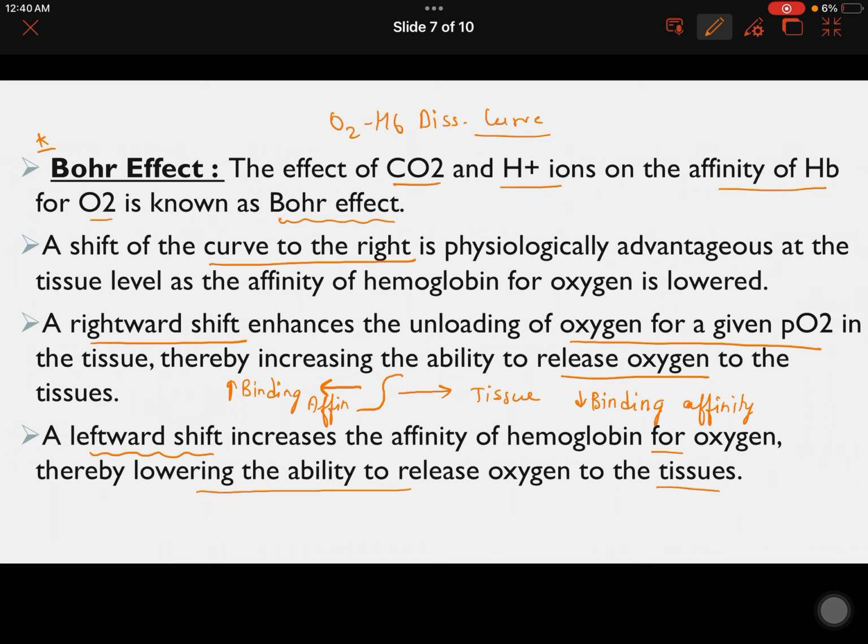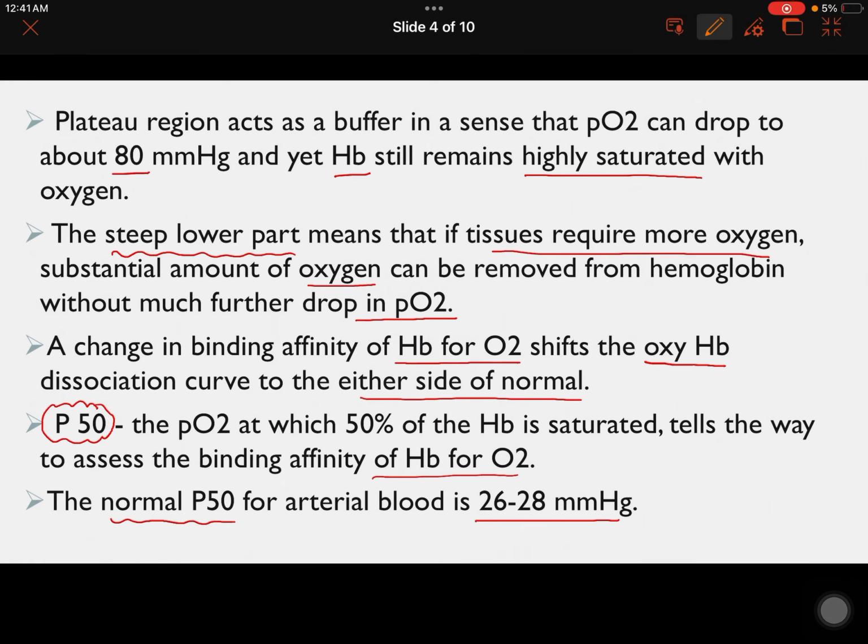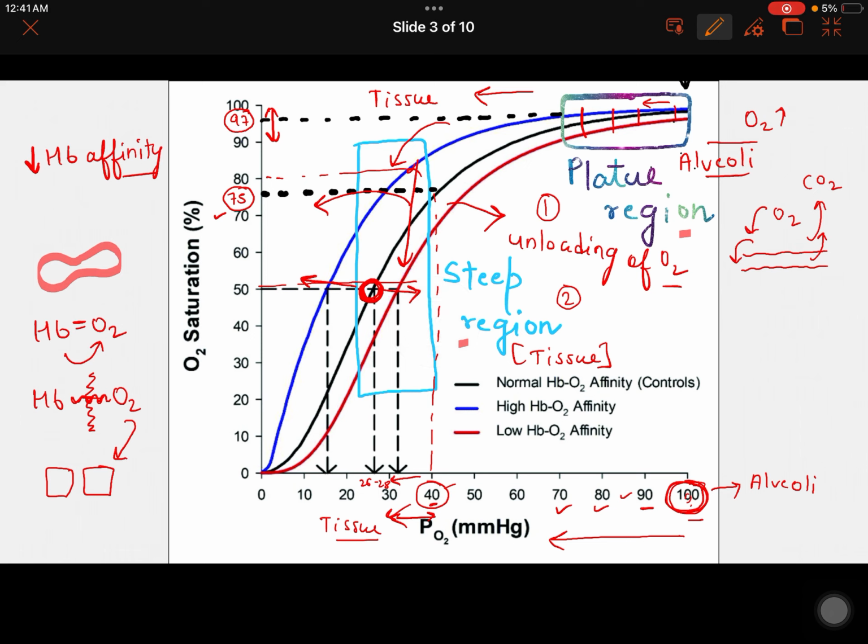So again, what was the Bohr effect? The Bohr effect says that the effect of CO2 and the hydrogen ions on the affinity of hemoglobin for oxygen is called the Bohr effect. So moreover, in the summary, I would like to say that the O2 Hb dissociation curve is a very important curve. This is the S-shaped curve having two parts. The upper part was the plateau region, the lower part was the steep region, right? This curve might shift towards the right side or the left side.